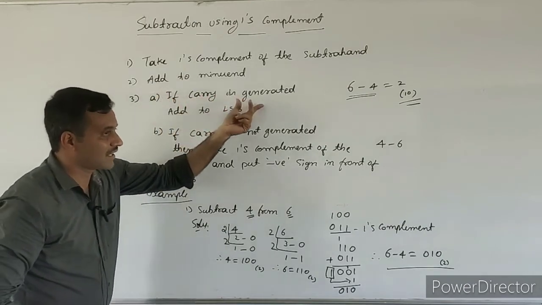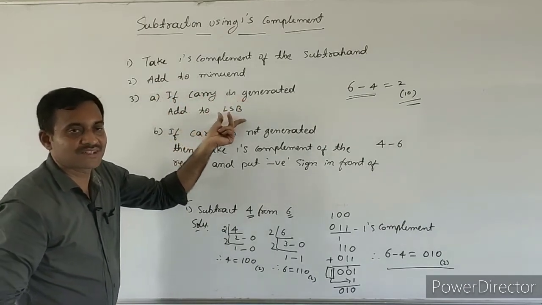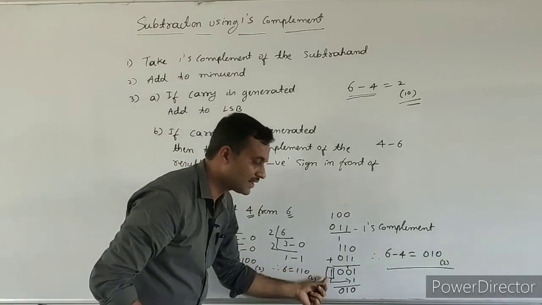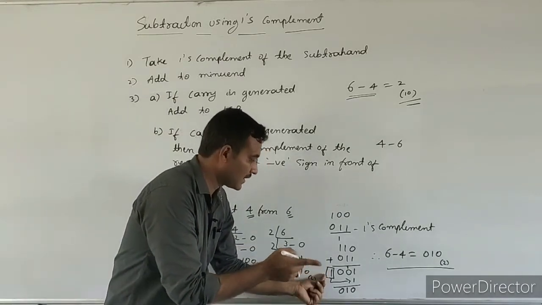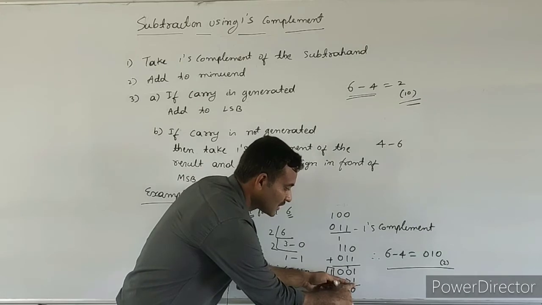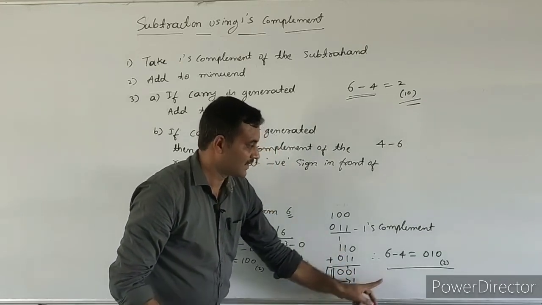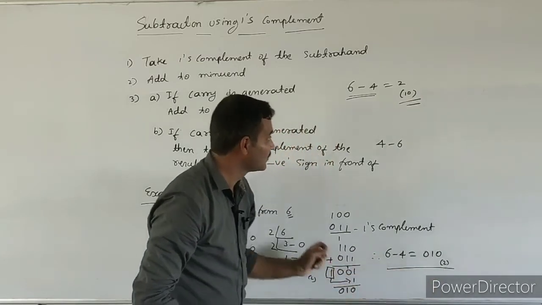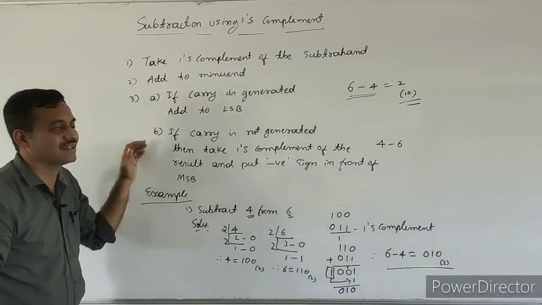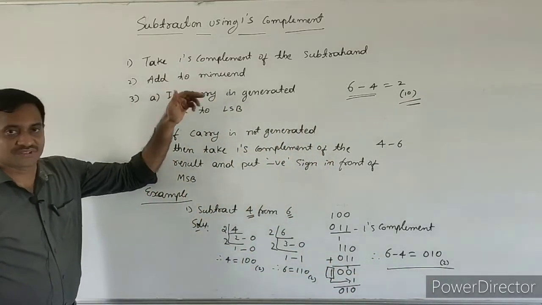If a carry is generated, add it to the least significant bit. Here the carry is generated. This carry is also called the end around carry. It is added to the least significant bit, which returns 0 1 0. That is 2. So this is the process of how we subtract numbers using ones complement.